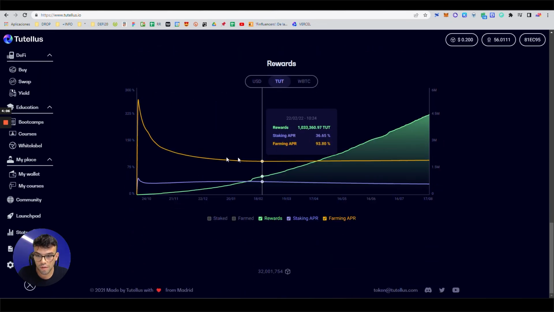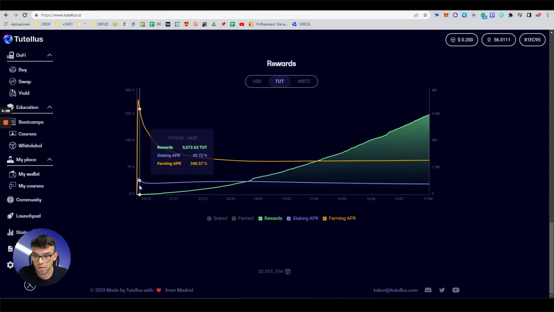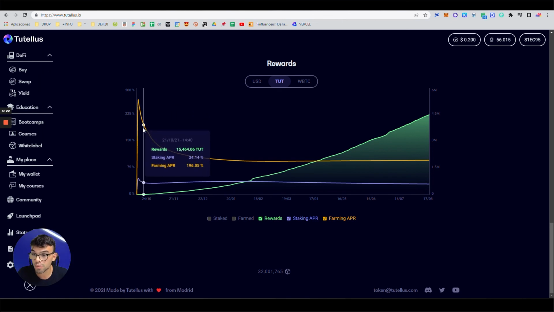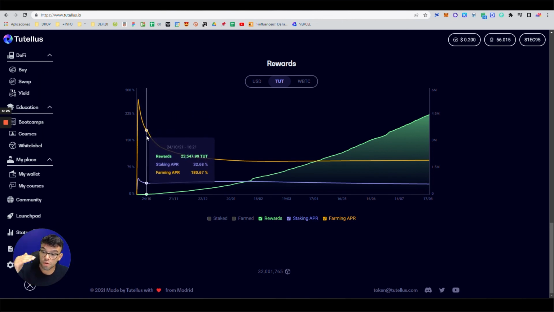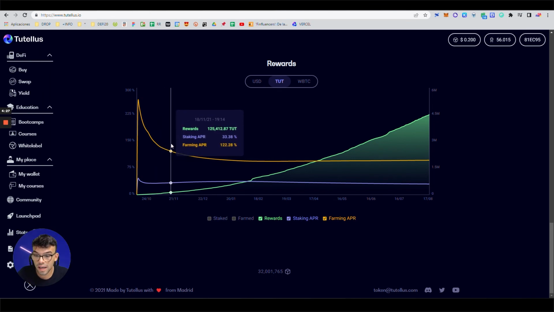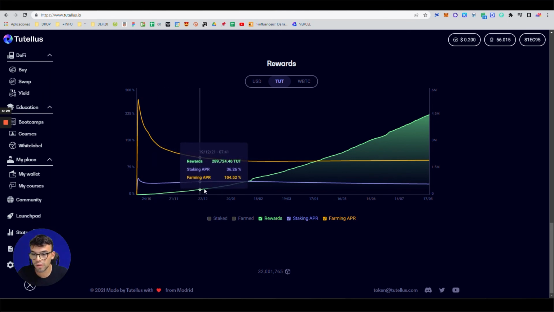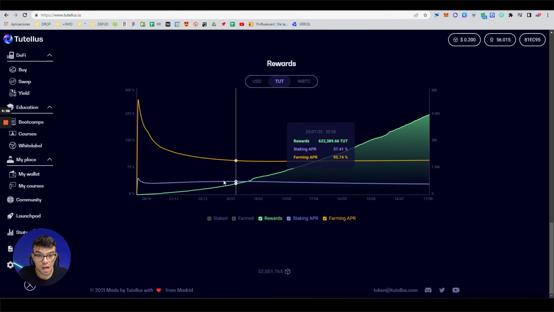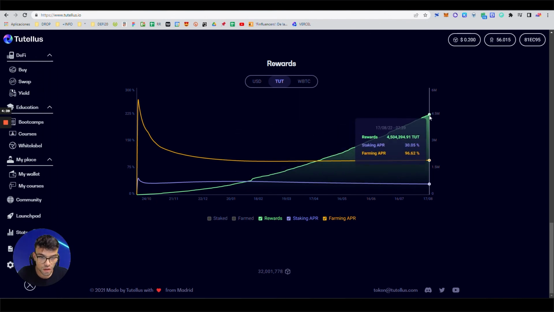Something very cool to have a look at is that the farming APR, obviously, as well as the staking, as I just mentioned, increased massively at the beginning, up to 300% for the farming APR. But then people started entering the project and putting in more liquidity, and so, as I mentioned before, the APR decreases. What has not decreased, and that's the most important thing, is the rewards. The rewards, in the tokenomics as we've mentioned, are constantly increasing, and we see our rewards up to now at 4.5 million TUT.